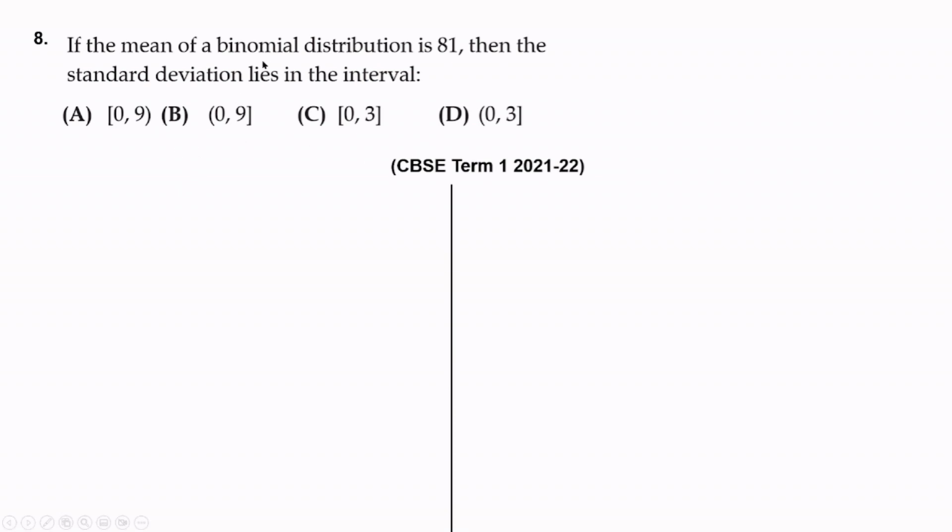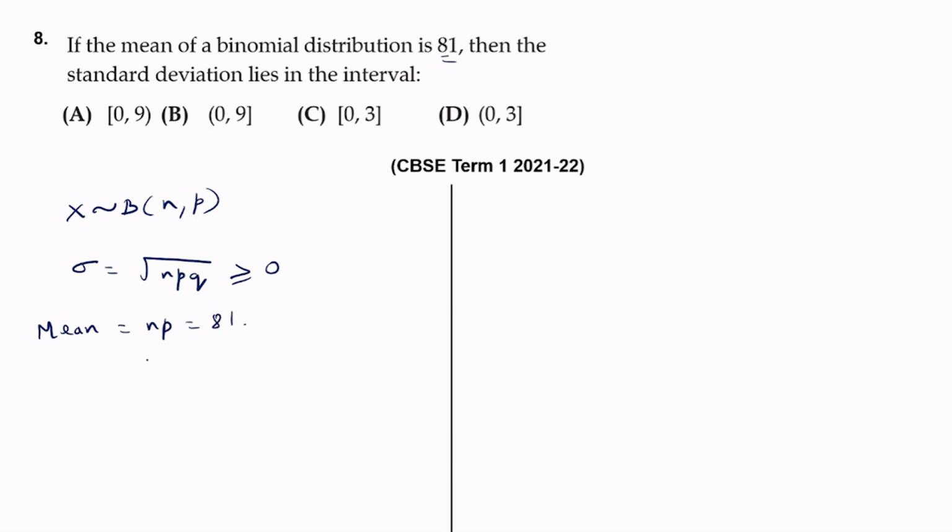Next question, the mean of a binomial distribution is 81. Then the standard deviation lies in the interval. So here for the binomial distribution, the mean is given as 81. We have to find the interval in which the standard deviation will lie. So let us assume X follows binomial with parameters n and p. Then the standard deviation sigma is given by root of npq. Now this sigma is greater than or equal to 0. And now we have the mean of binomial distribution, it is equal to np. This is given as 81.